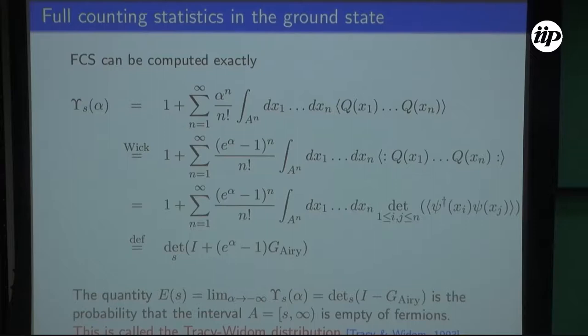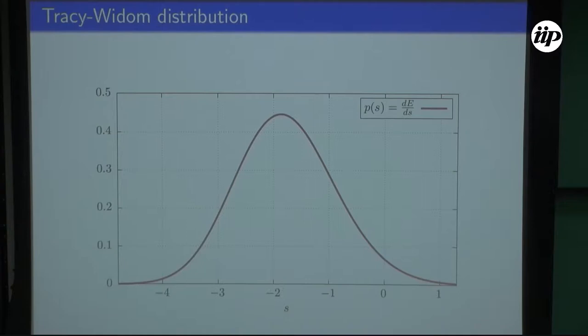So that's a free fermion interpretation of this Tracy-Widom distribution, and this plot has been shown before also. For practical purposes, it's just some probability density function like this. Here I showed the derivative, which is the probability density function associated to this. It looks like a Gaussian, but it's slightly skewed, so it's not a perfect Gaussian. There is an asymmetry between left and right, and this curve is universal.